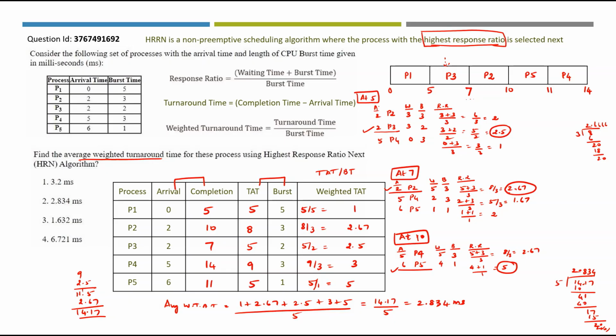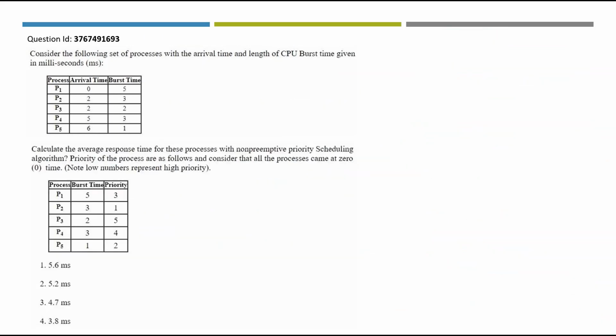2.834 milliseconds is available in option 2. Option number 2 will be the right answer. Next question. Calculate the average response time for these processes with non-preemptive priority scheduling algorithm. Priority of the process are as follows, and consider that all the processes came at 0 time. Note, low numbers represent high priority.